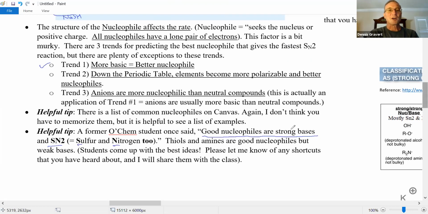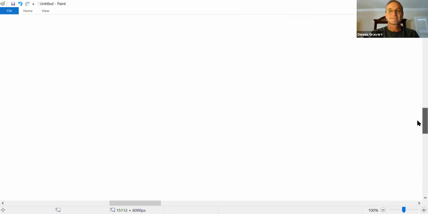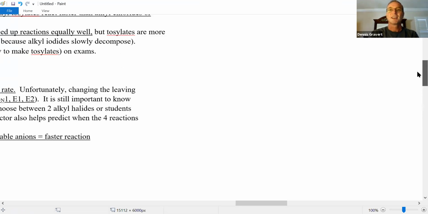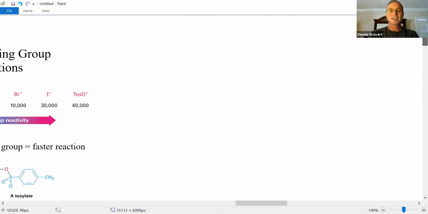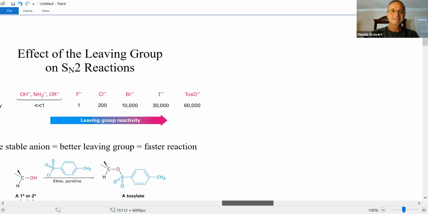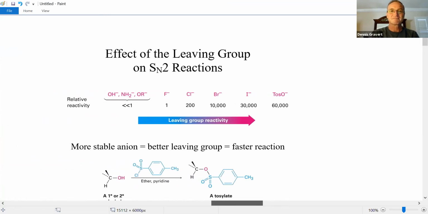Okay. Oh, functional groups are good to know too. Sulfur functional groups are thiols. Nitrogen shows up in amines. So thiols and amines tend to be good nucleophiles for SN2. That's the second factor. The first factor was primary, secondary, tertiary alkyl halides, less crowding, better for SN2. And for the nucleophiles, good nucleophiles are strong bases and sulfur and nitrogen too.